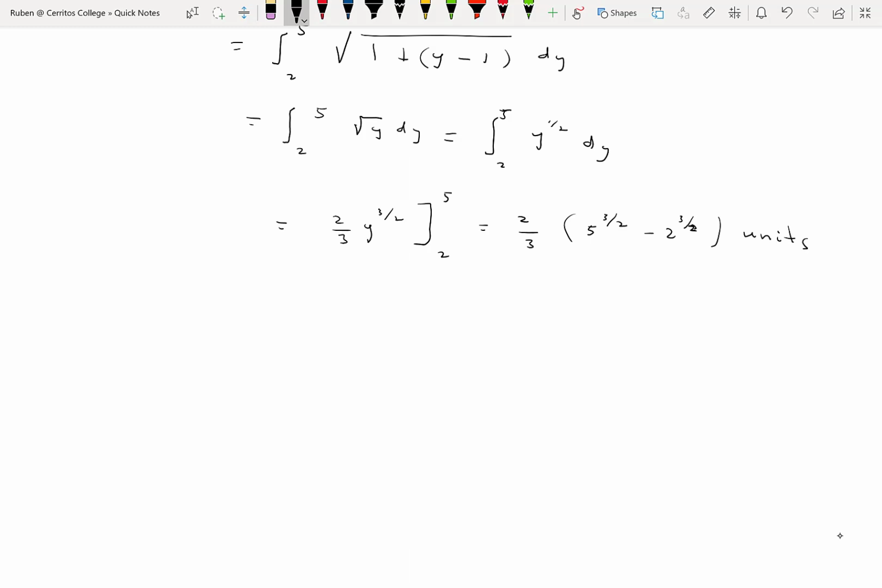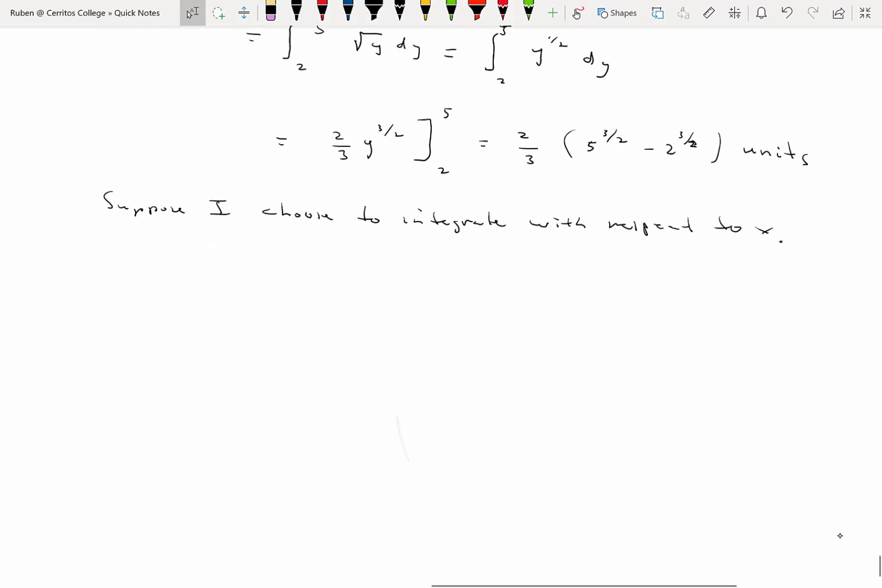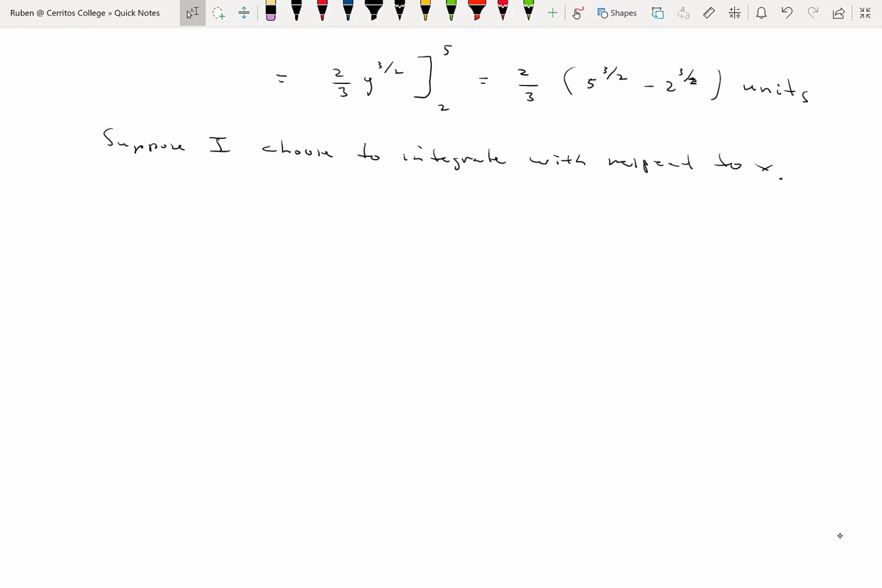Okay. Now suppose that I choose to integrate with respect to x instead. And that choice is ours. There are two formulas for arc length, and we get to choose either one.